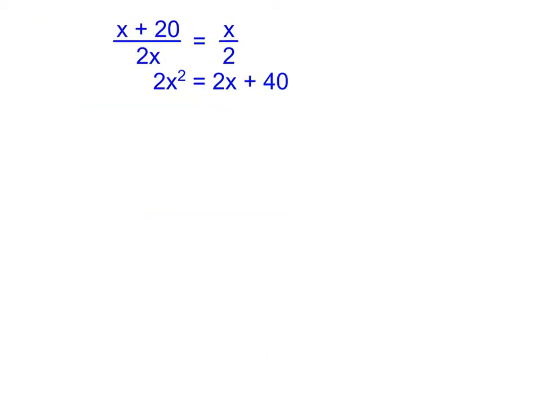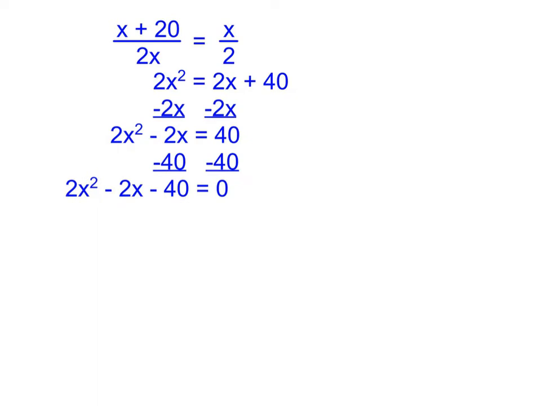And so, now that I'm here, I'm going to go ahead and move the 2x and the 40 to the other side. And so I'm going to start by subtracting the 2x from both sides. Then I'll subtract the 40 from both sides. And I now have my quadratic set equal to 0.